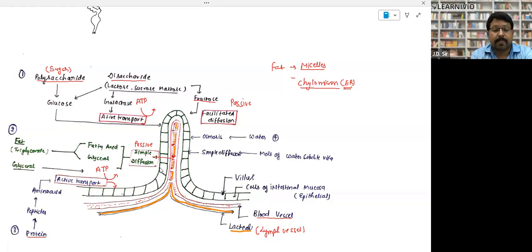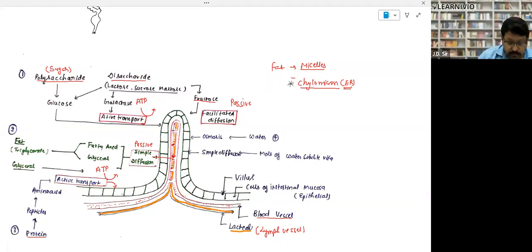One more thing. Fat is first dissolved into the water with the help of bile salt. We have already understood, this is called micelles. After micelles, it is broken down into small fat droplets called chylomicrons, right? So fat is absorbed in the form of chylomicron. Don't forget this term, chylomicron. It is written chylomicron, right?